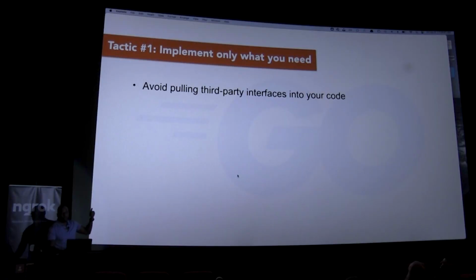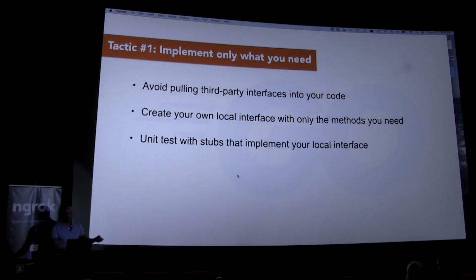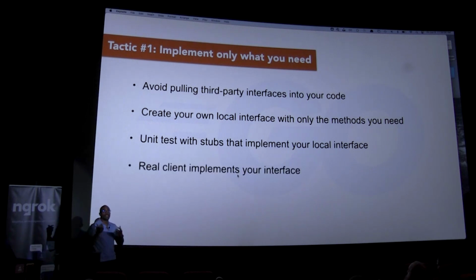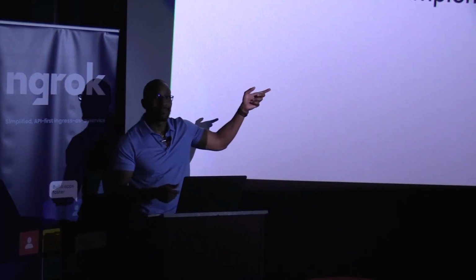So let's summarize tactic number one. You avoid pulling third-party dependencies or interfaces into your code. You create your own locally defined interface with the methods of just the stuff you need. Your unit tests with stubs implement your own local interface, and you don't have to worry about anything else. And the real client itself will naturally implement that interface for you as well. How does that sound? Good? Sweet. Oh, clap. I like it.